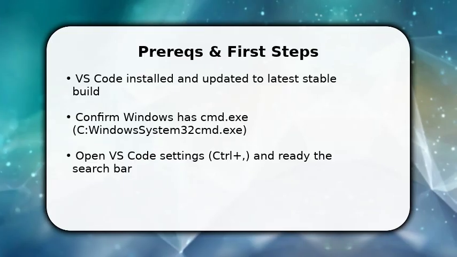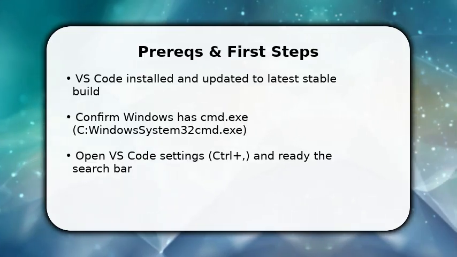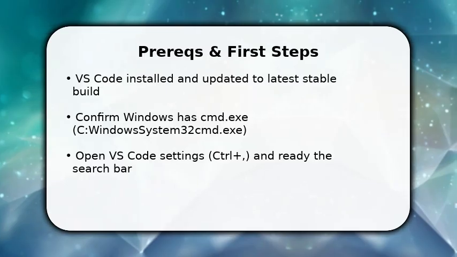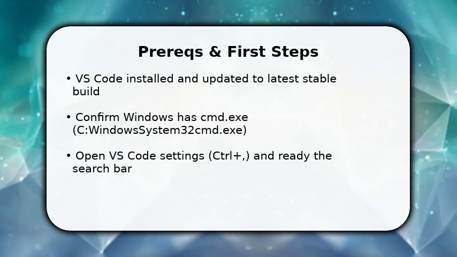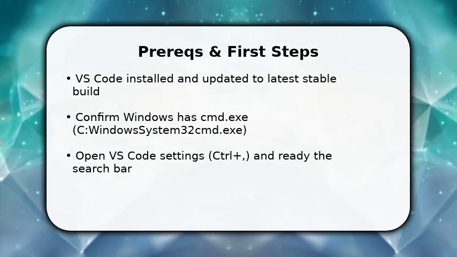Make sure you run VS Code with normal privileges. You do not need admin rights for this. If a setting lock icon appears, click the gear and choose Open Settings, JSON, so you can edit the configuration directly.